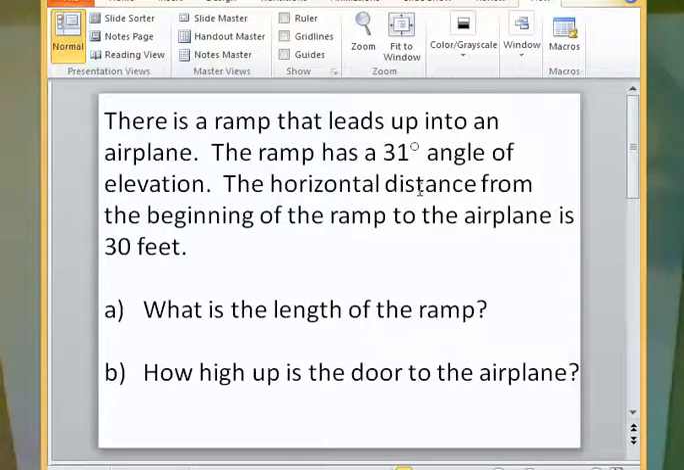So, why don't you pause it, try to draw a good picture, and then hit play, and see if your picture matches mine. Okay, so hit pause, draw a picture. You don't have to solve anything yet, just get a good picture.